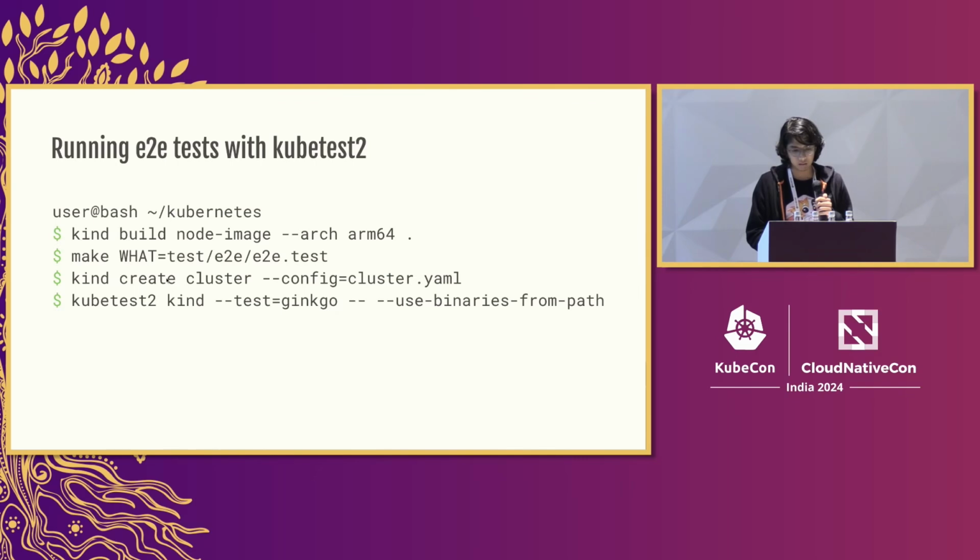And once the cluster is up and running, I use kubetest2. So kubetest2 is the canonical way to run E2E tests in Kubernetes right now. If I run kubetest2 kind and mention the deployer as kind and the tester as ginkgo, it would run E2E tests against my kind cluster, and this would pick up the local kubeconfig file that I have. So the tests would be run against my kind cluster. I also pass a flag called use-binaries-from-path. This needs to be done for kubetest2 to pick up the E2E test binary that we just created.